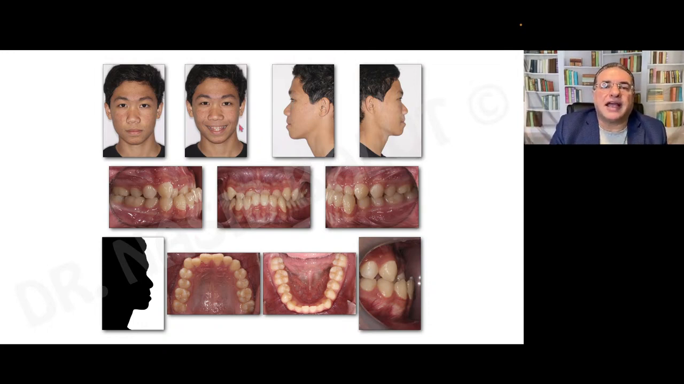We also have to look at the smile, the aesthetics of the smile, the smile height, the buccal corridors. And in this case, I would love to intrude the lower anteriors. That intrusion, I will be helping by bracket positioning.